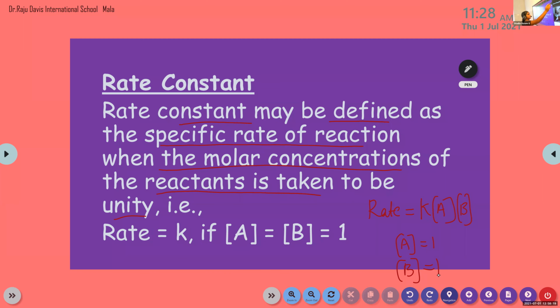Clear? Emmanuel, any doubt? No, ma'am. Okay, can you please read this slide? Rate constant.